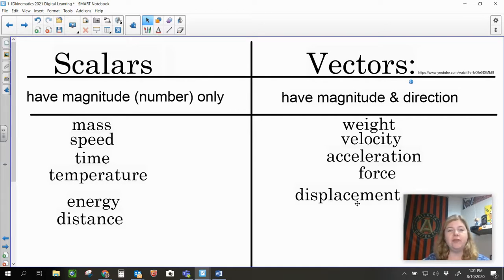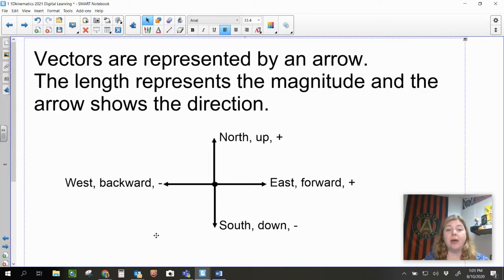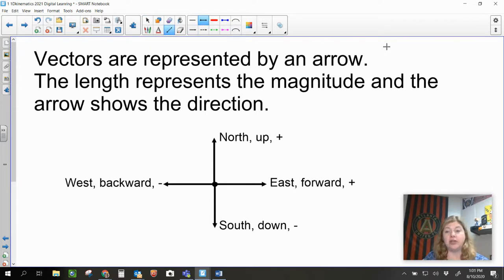Okay. Don't worry if you don't get it the first time. We will be talking about these all throughout the year, but scalar is magnitude or a number only. Vector has magnitude and direction. Now, vectors are represented by an arrow. The length of the arrow demonstrates the magnitude, and the way the arrow is pointing is showing the direction.